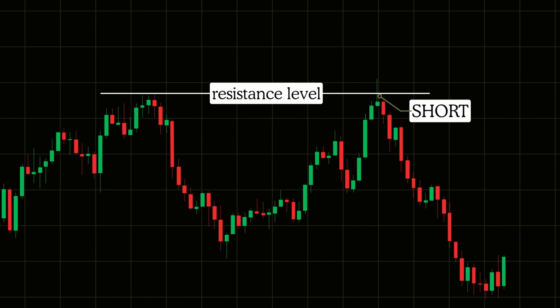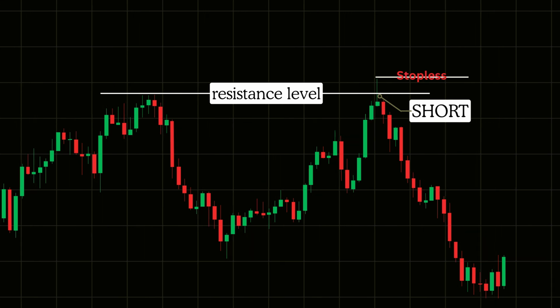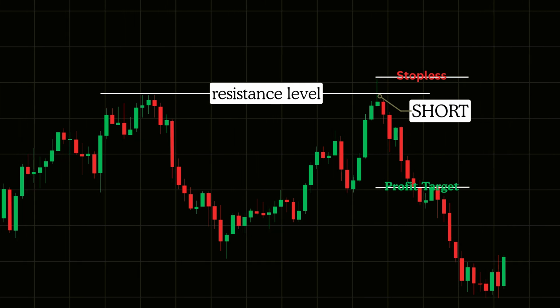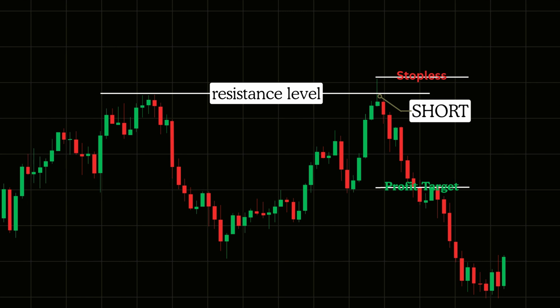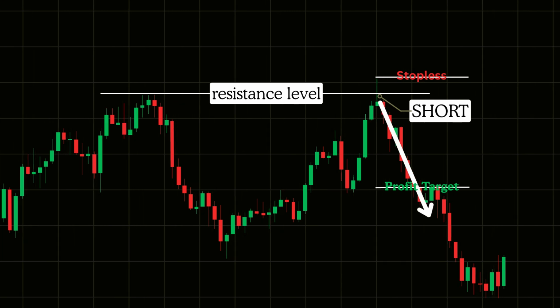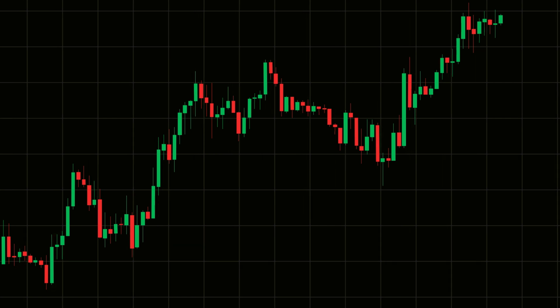For risk control, you can place your stop loss above the wick, and target a profit that is around 3 times the size of your stop. As shown here, this resulted in a solid profit from the downward move. Let's look at another scenario. Again, step 1 is finding a key level.